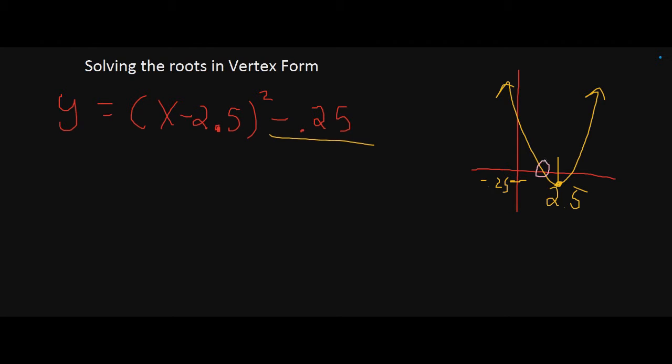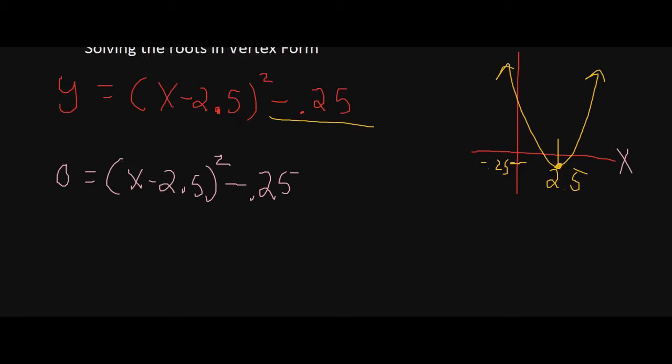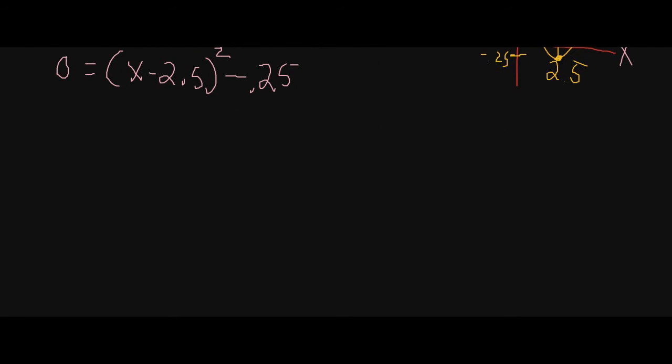We're trying to find when does it intersect our x-axis there, right? We want to find that intersection right there, right? So, just like before, we always ask ourselves, what is the y value at this location, at these roots? Well, the y value is just 0. So, we set our y value equal to 0, and we're going to get x minus 2.5 squared minus 0.25. All right?